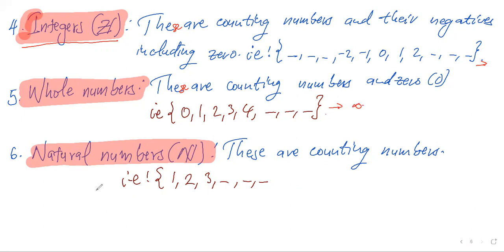And then we have the 6th type, which is natural numbers. These are counting numbers. You can't start counting from 0, you start counting from 1. You know, I get it in real life. So it's 1, 2, 3, 4 up to infinity. You count one, two, three, and so on and so on.